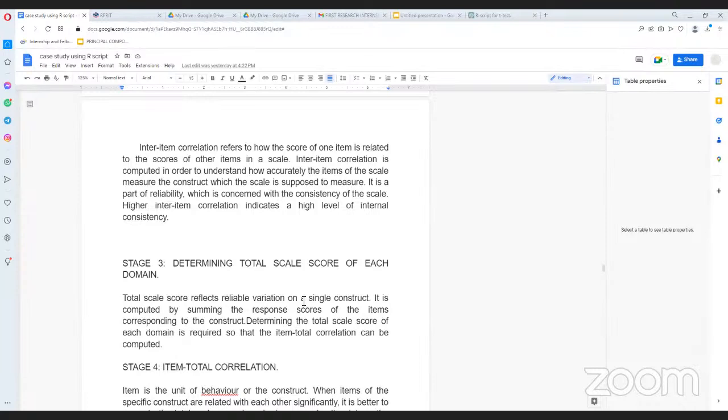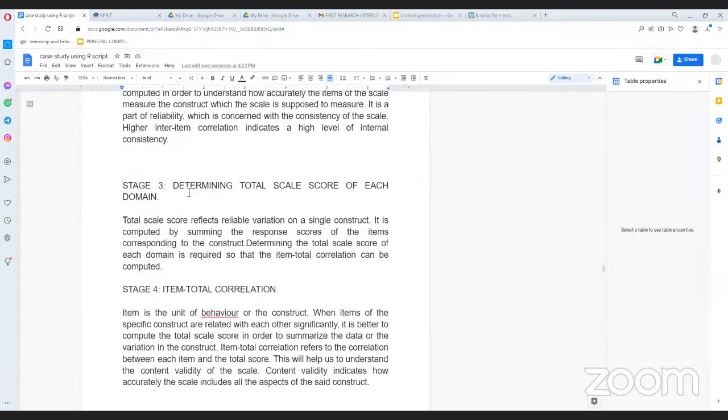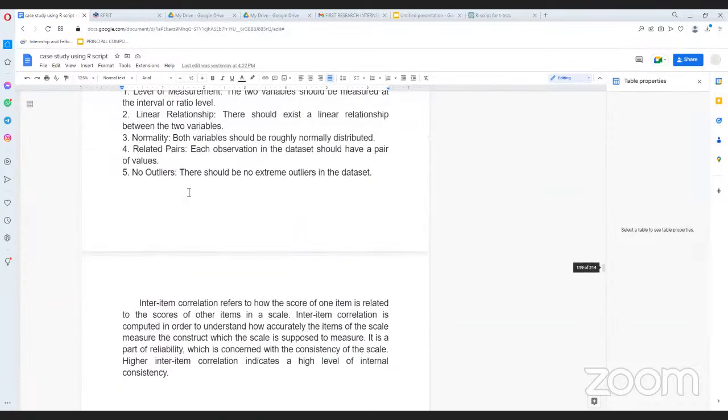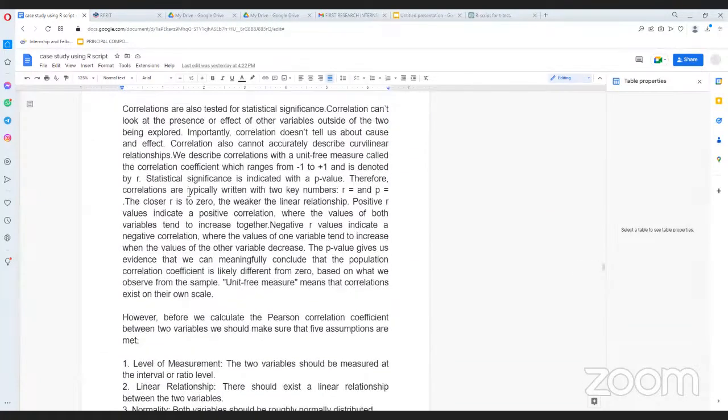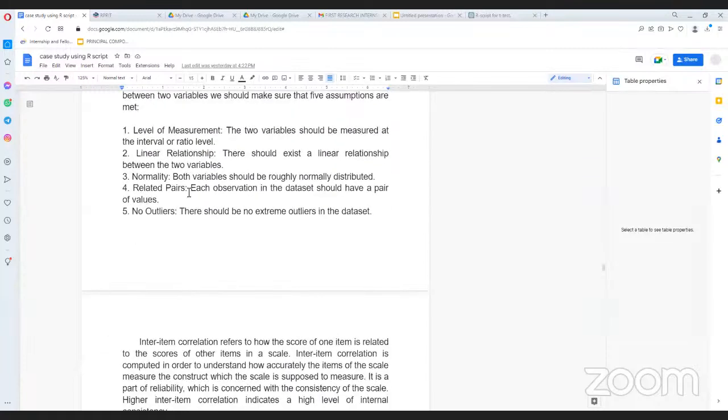Now stage 3. Is it clear? Yes, sir. Sir, I am a little confused with R and P. P means P value. R is the correlation coefficient, correct. Sure, sir.